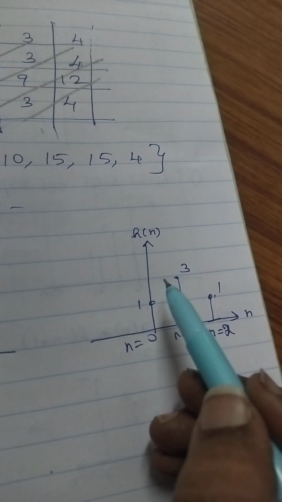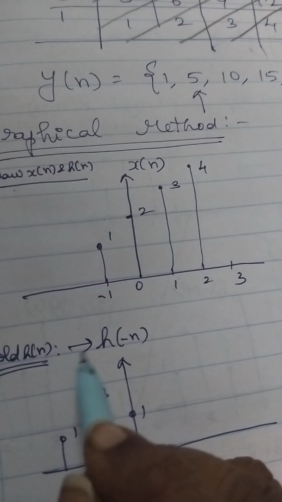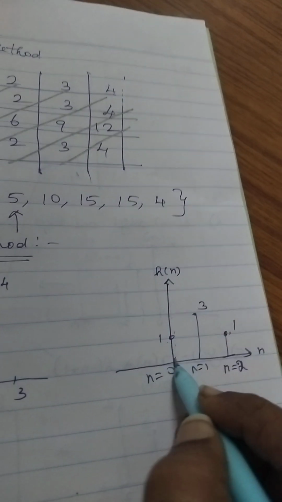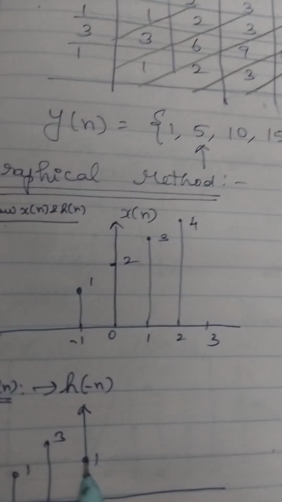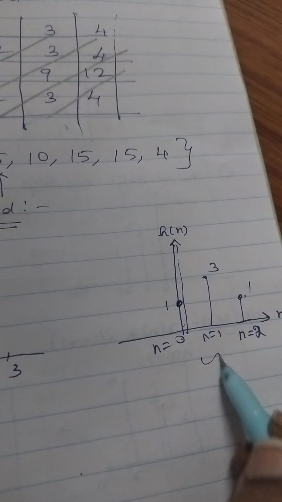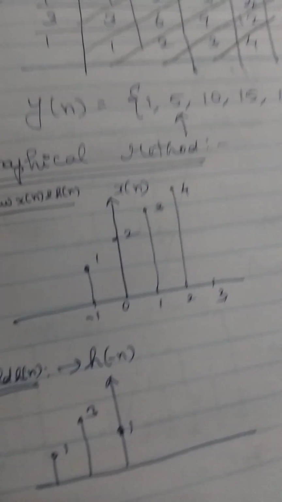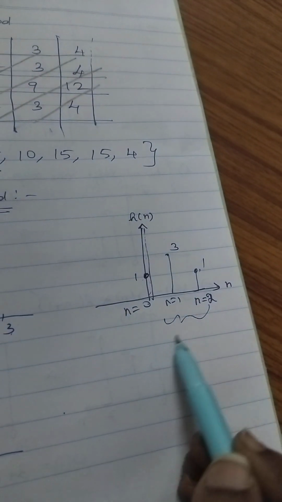Okay, now this h of n has to be folded. So we will fold h of n to get your h of minus n. When we are folding this, imagine this to be a mirror. You retain the element at n is equal to 0 as 1, the same way, but whatever is there on the right hand side will be folded like this to the other side. So if you see here, this 3 will go to this minus 1, this 1 will go to the n is equal to minus 2 position. Hence you will get it like this.